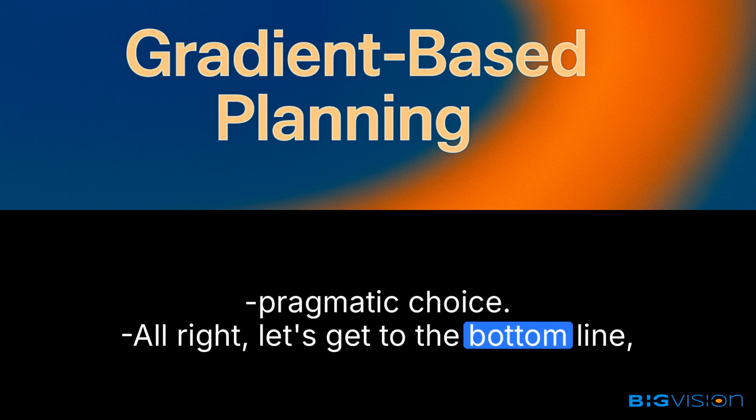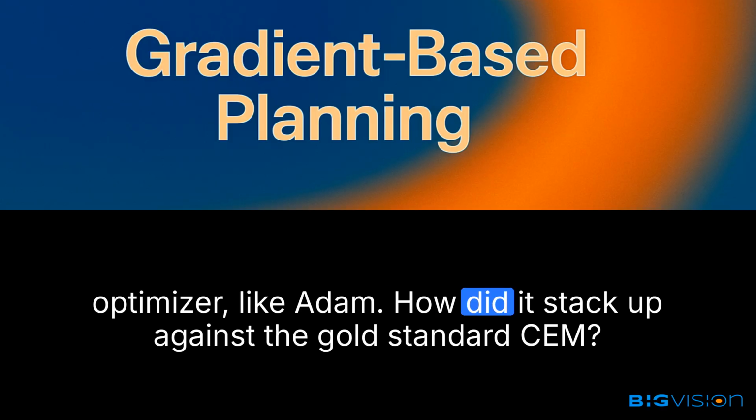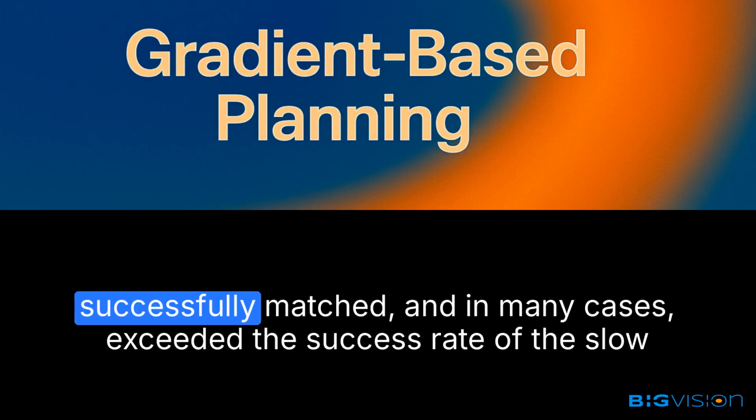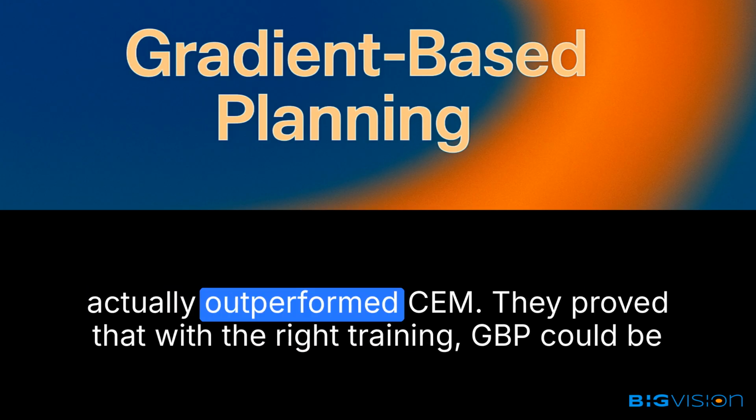All right, let's get to the bottom line, the performance. You have these two methods. They combine AWM with a good optimizer like Adam. How did it stack up against the gold standard, CEM? The results were definitive. The combination of AWM and Adam for GBP successfully matched and in many cases exceeded the success rate of the slow traditional CEM. On tasks like point maze and wall navigation, AWM with Adam GBP actually outperformed CEM. They proved that with the right training, GBP could be truly reliable.